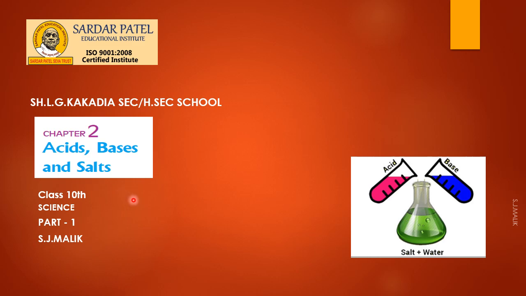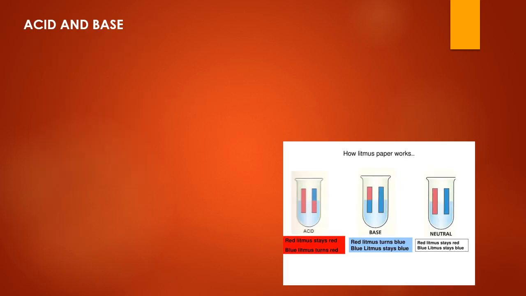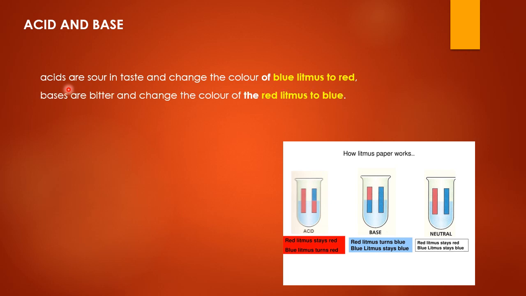So let me start here with acid and base. What is acid and what is a base? Acid is a substance that is sour in taste and changes the color of blue litmus paper to red. Base is a substance that is bitter in taste and changes the color of red litmus paper to blue.